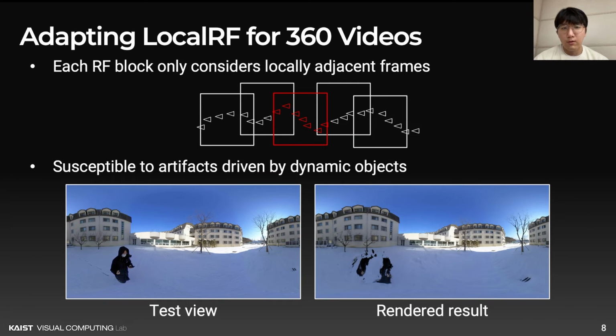But using local radiance fields directly for 360-degree videos is susceptible to artifacts caused by dynamic objects in the scene, because each tensor block only considers the locally adjacent frames.